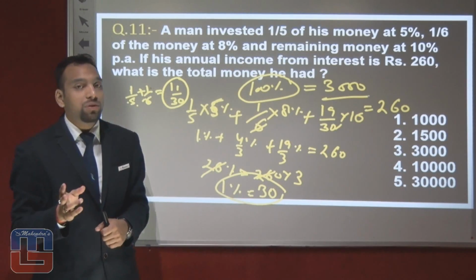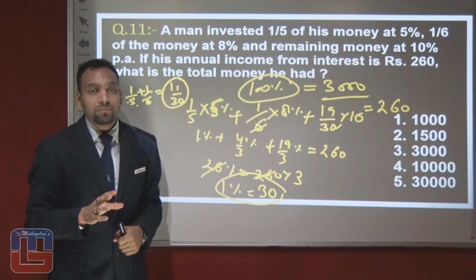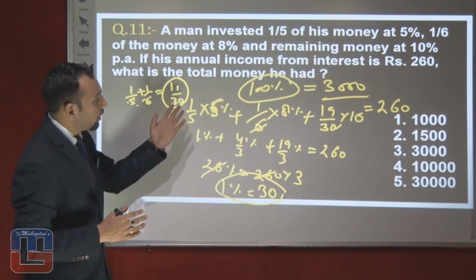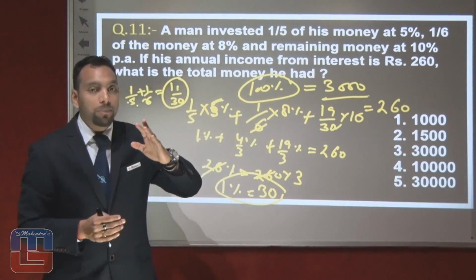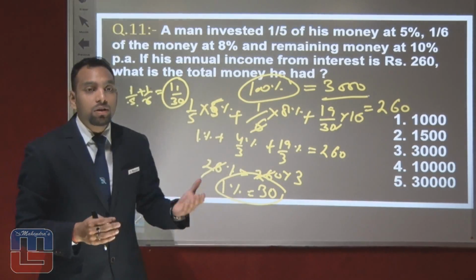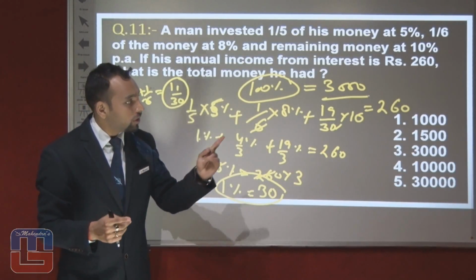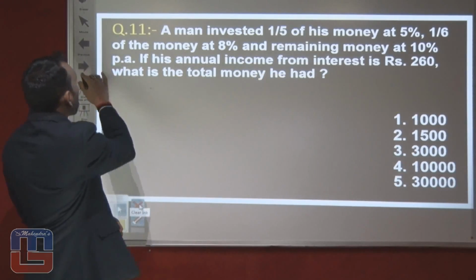And what is the trick of this question? Don't consider the number X. Just do one thing, consider the number is 100%, 1/5, 5%, 1/6, 8%, 19/30, by 10%, here we can calculate. So the value of the money he had is 3000. So the correct answer of this question will be 3000. Right? Now move to our next question.